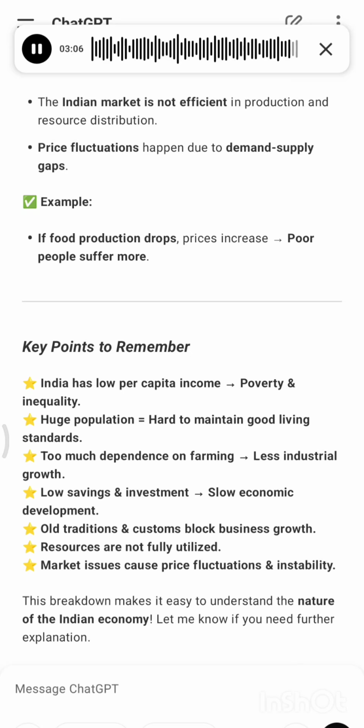Market issues cause price fluctuations and instability. This breakdown makes it easy to understand the nature of the Indian economy. Let me know if you need further explanation.